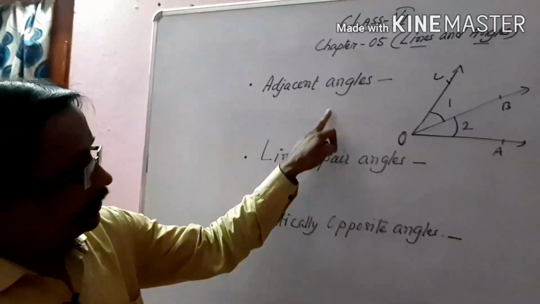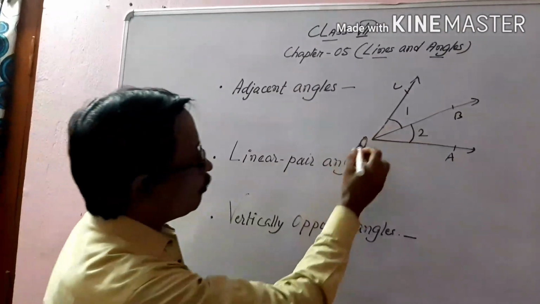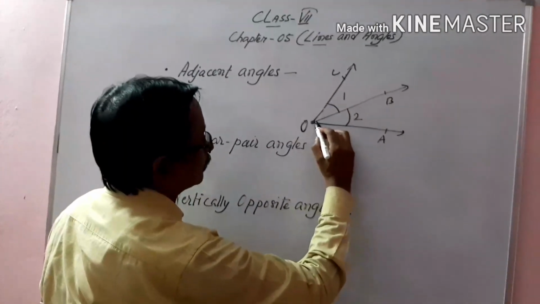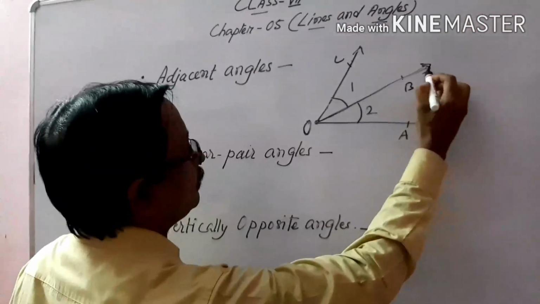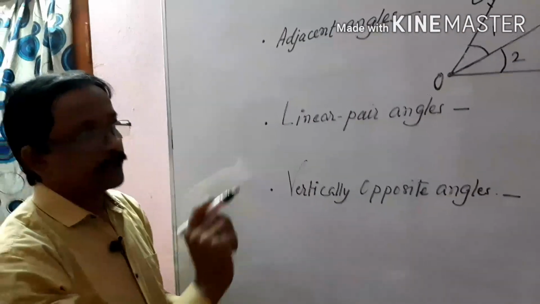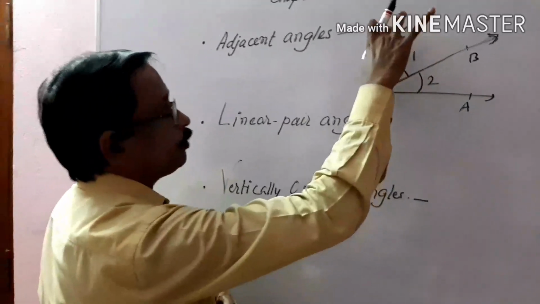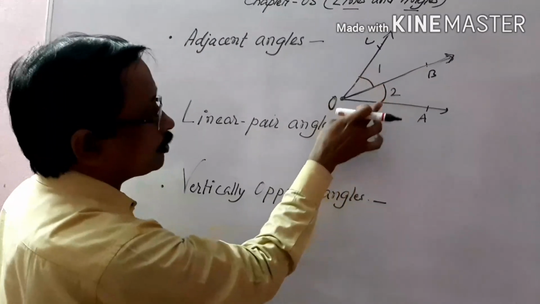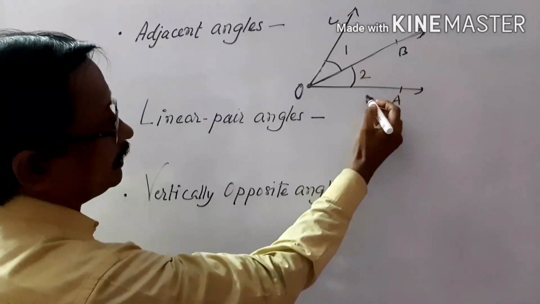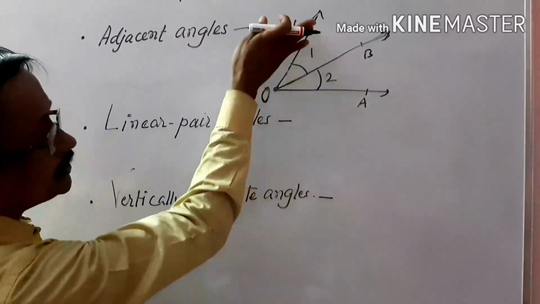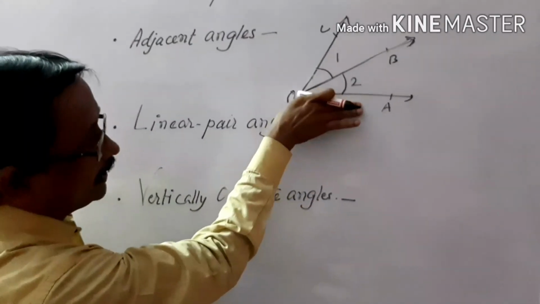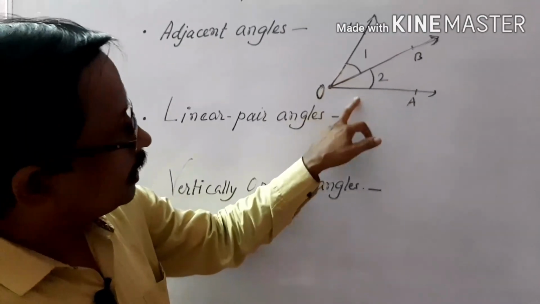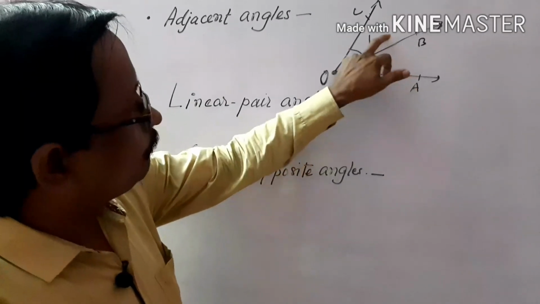So what you find there are two angles with a common vertex O, and out of these two angles, what is the common arm? OB is the common arm, a common ray. And OA and OC are the non-common arms. These non-common arms, what you observe, lie on either side. One is lying this side and another one is lying that side. So the non-common arms lie either side of the common arm.